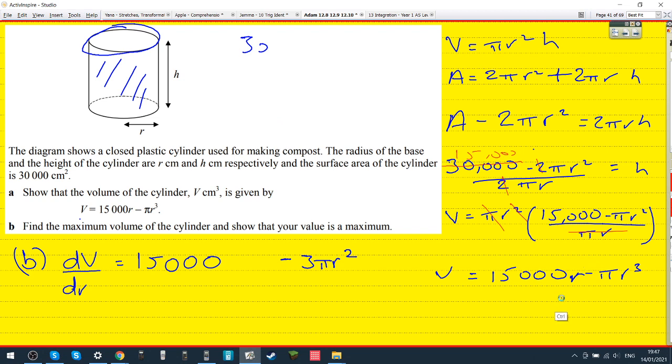Yeah. And anything to the power of 0 is 1. I get it. Yep. And the other one is, don't forget the pi, minus 3 pi r squared. Yeah. That is dV/dr. We're trying to find the minimum.